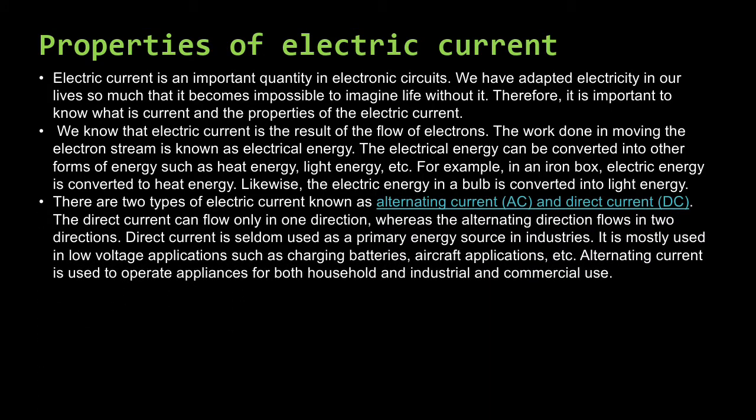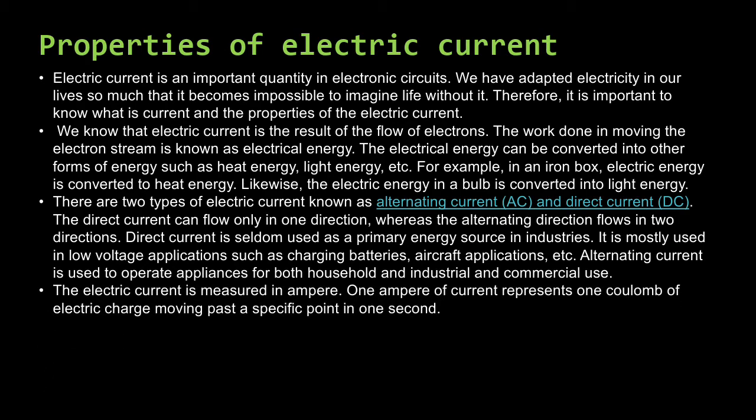There are two types of electric current known as alternating current, AC, and direct current, DC. The direct current can flow only in one direction, whereas the alternating current flows in two directions. Direct current is seldom used as a primary energy source in industries. It is mostly used in low voltage applications such as charging batteries, aircraft applications, etc. Alternating current is used to operate appliances for both household and industrial commercial use.